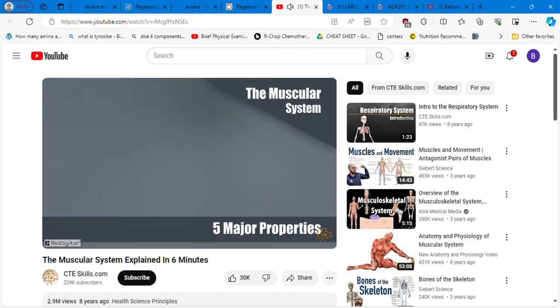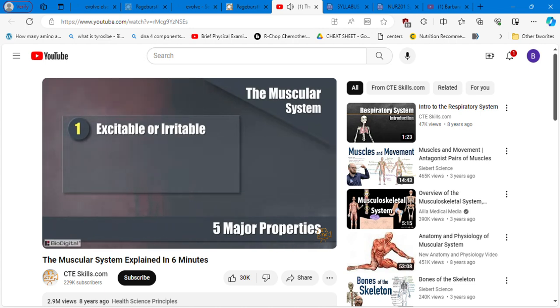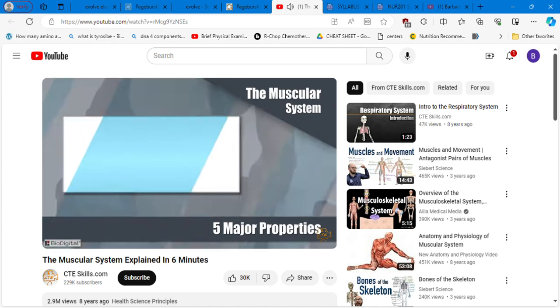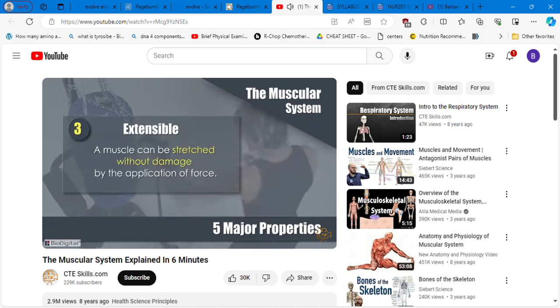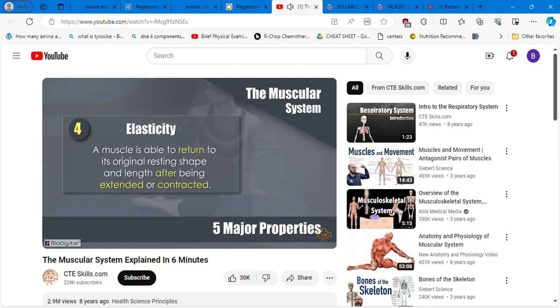There are 5 major properties to the muscular system. Number 1, muscles are excitable or irritable. This means that they are capable of receiving stimulation and responding to stimulation from the nerves. 2, they are contractible. After receiving stimulation, they are capable of contracting or shortening. Being extensible means a muscle can be stretched without damage by the application of force. With elasticity, a muscle is able to return to its original resting shape and length after being extended or contracted.